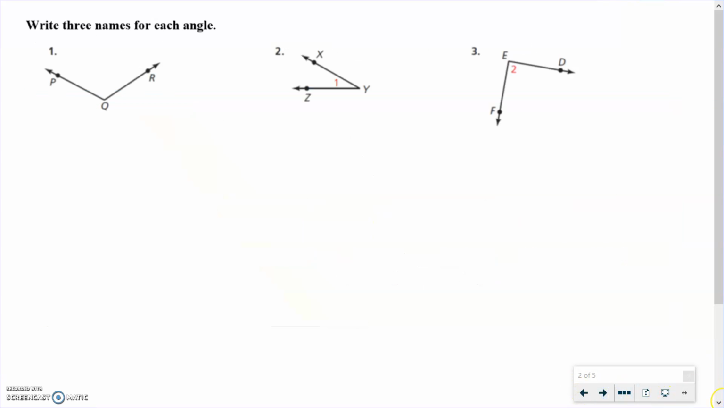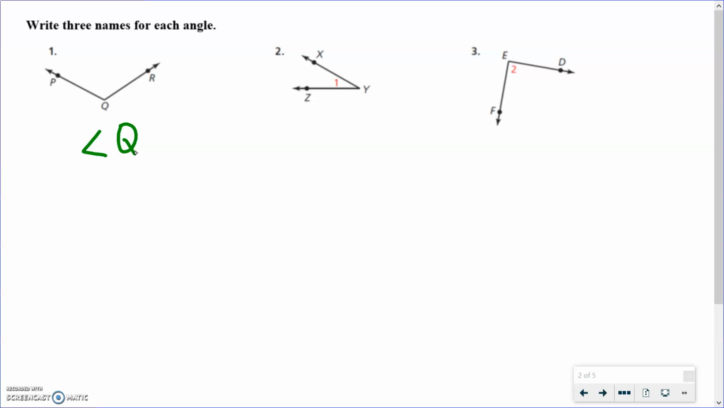And then we also are going to talk about how to name angles. Okay, so we're going to talk about classifying them by acute, right, obtuse, or straight. And then we're also going to talk about how to name these angles. So the first way we can name an angle is just by the letter that is labeling the vertex. So this one could be called angle Q. Okay, that would be the easiest, most straightforward way.